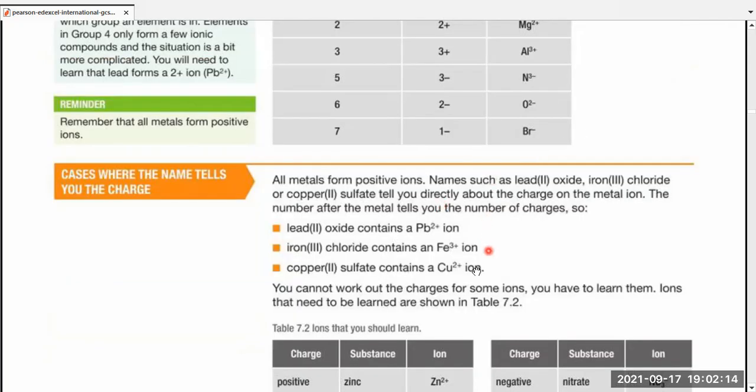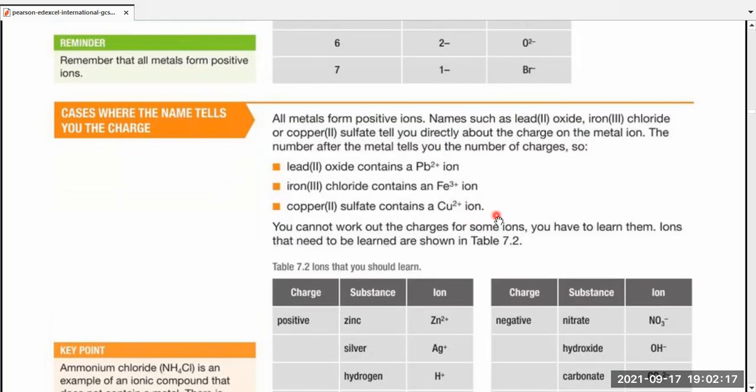Moving on, cases where the name tells you the charge. All metals form positive ions, just as I explained. Names such as lead(II) oxide, iron(III) chloride, or copper(II) sulfate tell you directly about the charge on the metal. The number after the metal tells you the size of the charge, so it's pretty easy to understand. But let me tell you, the numbers written in names are always written in Roman numerals, and you're not supposed to use actual numbers for the purpose.